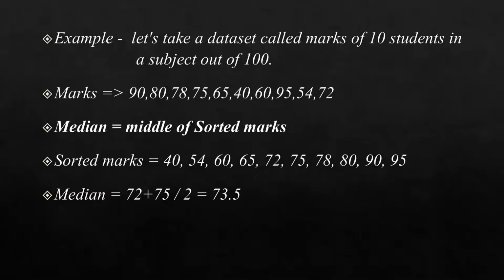So, I have taken a data set of marks of 10 students in a subject out of 100. These are the marks. Now, the median is the middle value of sorted marks. So, now I have sorted these marks in ascending order. Now, the middle values are 72 and 75. Now I will find the average of these two values, and I will get 73.5, and this is our median value.